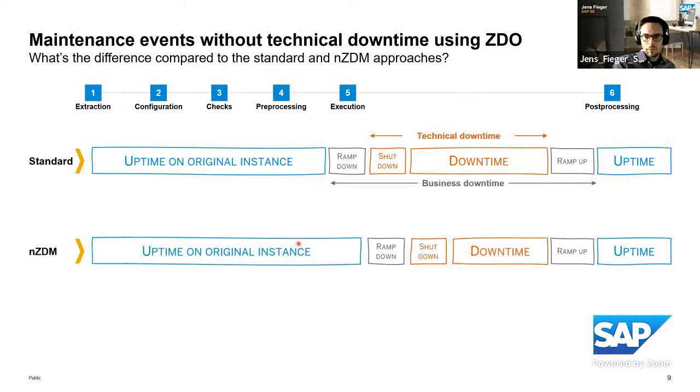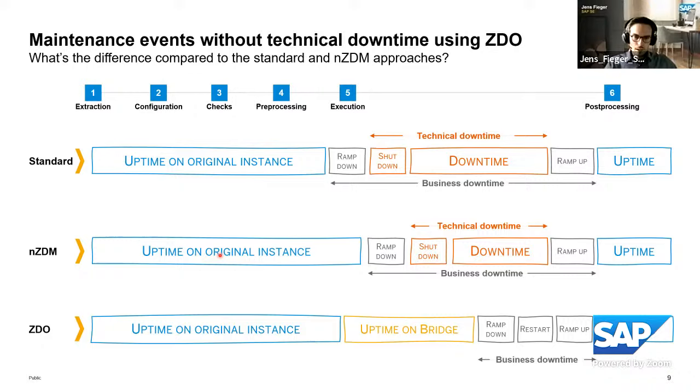So just to compare that a little, as said, we have the 3 different approaches, right? We have standard, NZDM and ZDO. You can see with NZDM, the technical downtime already shrinks. Just to recap here again, NZDM focuses on moving parts of the table import and parts of the table conversion into the uptime. So as said here, it's uptime on the original instance, right? And in parallel, we have the shadow system operations.